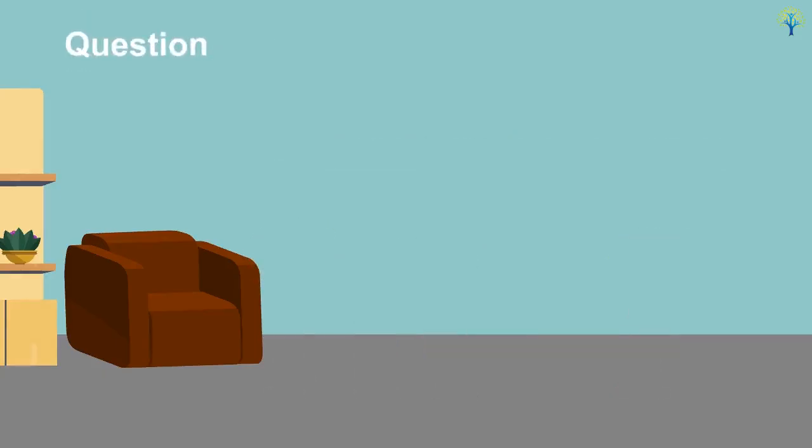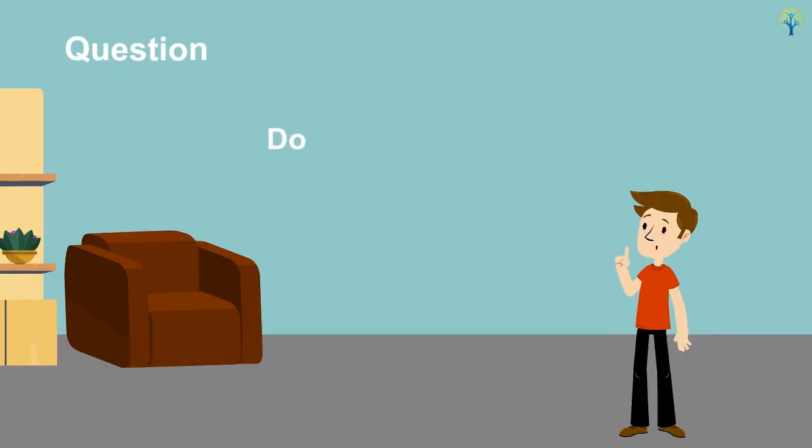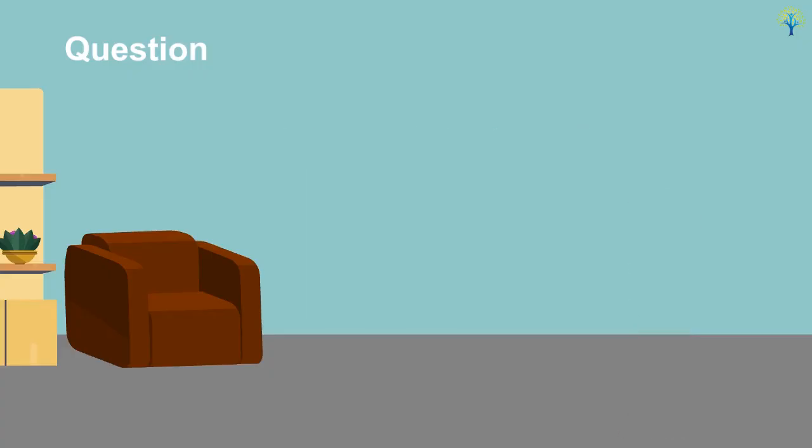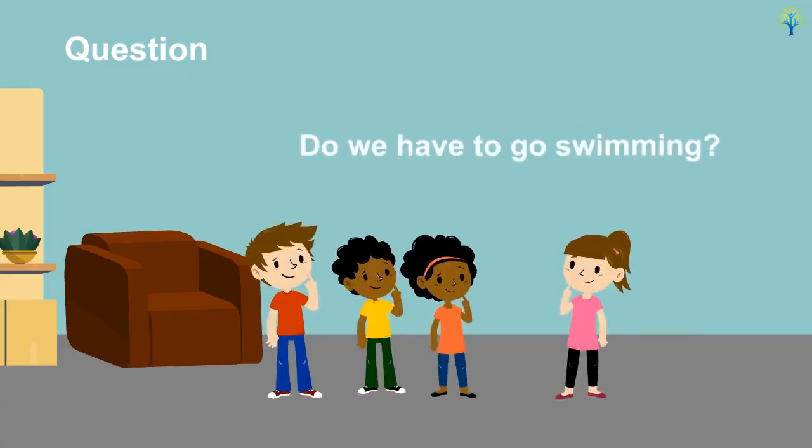To form a question, begin the sentence with do, add the pronoun and have to before talking about the action. End your sentence with a question mark. For example, do I have to go to work? Or, do we have to go swimming?